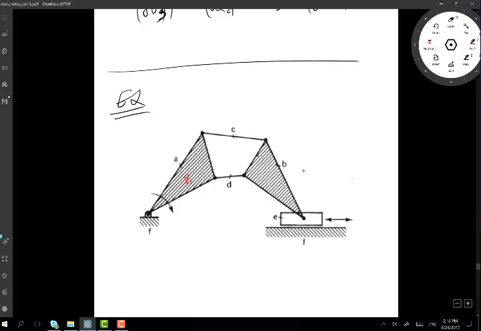This is my link number 2. Then I can have R2 over here, and then this can be R3, and this can be R4, and this here is a slider type thing, which is the fifth link. So this loop, loop 1, has 5 links.